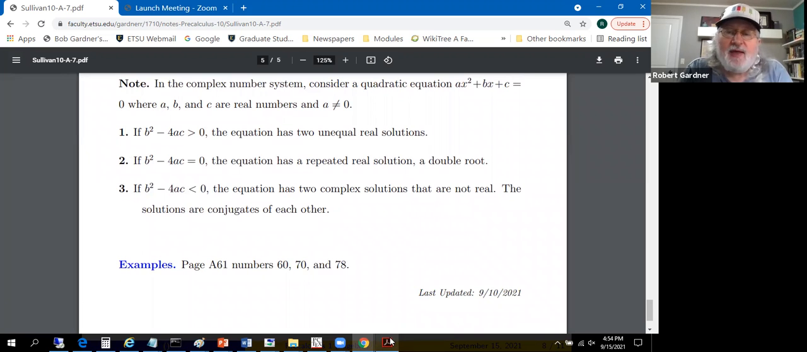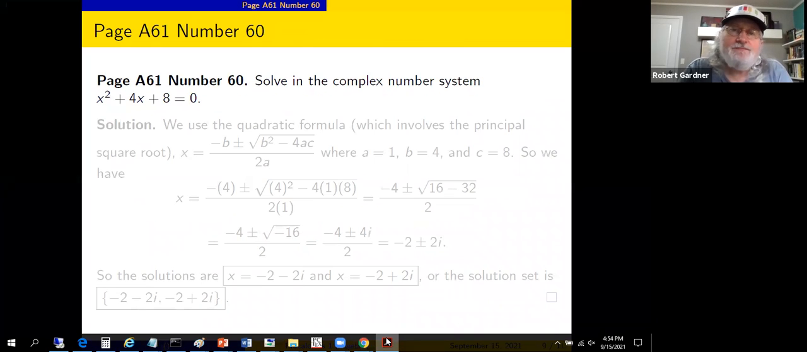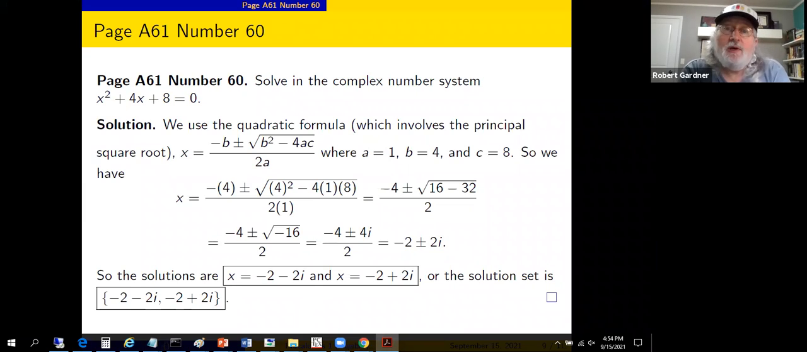Let's illustrate that with some examples. Solve this in the complex number system: x squared plus 4x plus 8 equals 0. Okay, we'll use the quadratic formula, which is valid if you'll let me use complex numbers, regardless of what happens. I'm not afraid of square roots of negatives if you'll let me use complex numbers. We'll use the quadratic formula involving the principal square root as we defined it above.